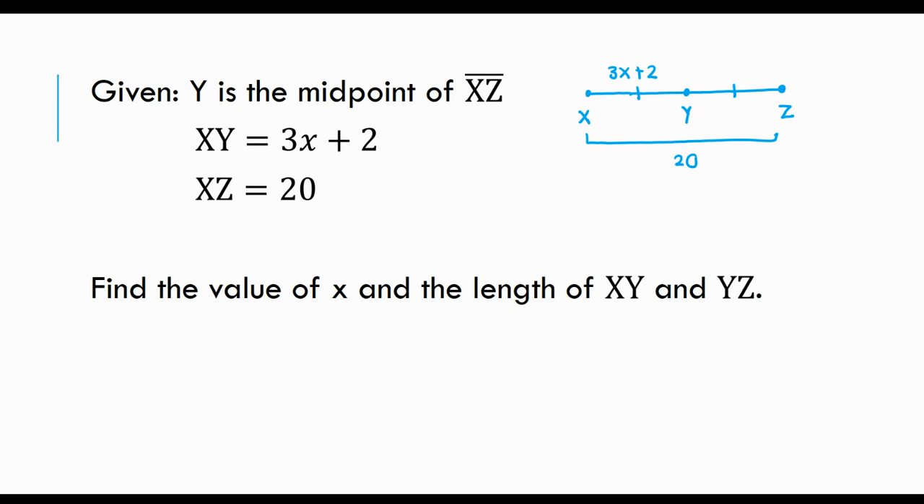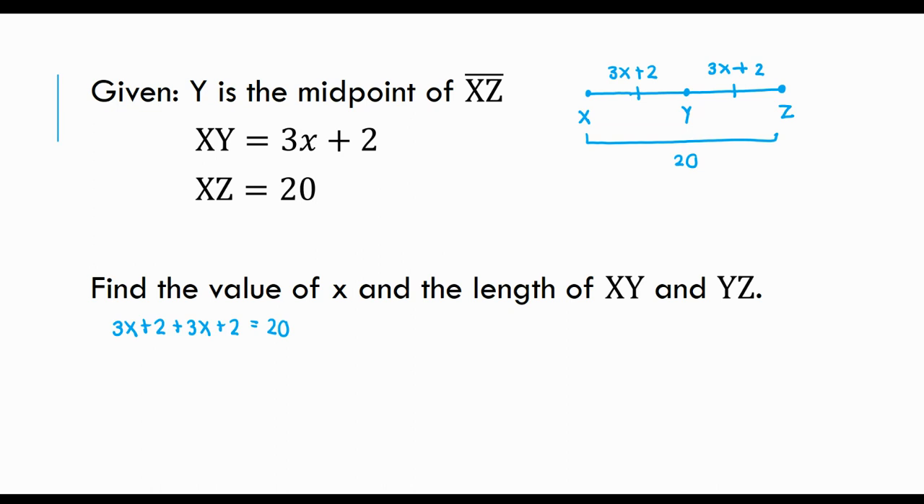So there's a couple different ways that we can tackle this. Notice that if 3x plus 2 is being represented as XY, well then technically because we have congruent segments, I know that YZ is also 3x plus 2. So technically then, because the entire segment is 20, I can add up those two little pieces and set that equal to that entire length. So that's one way we can set it up.